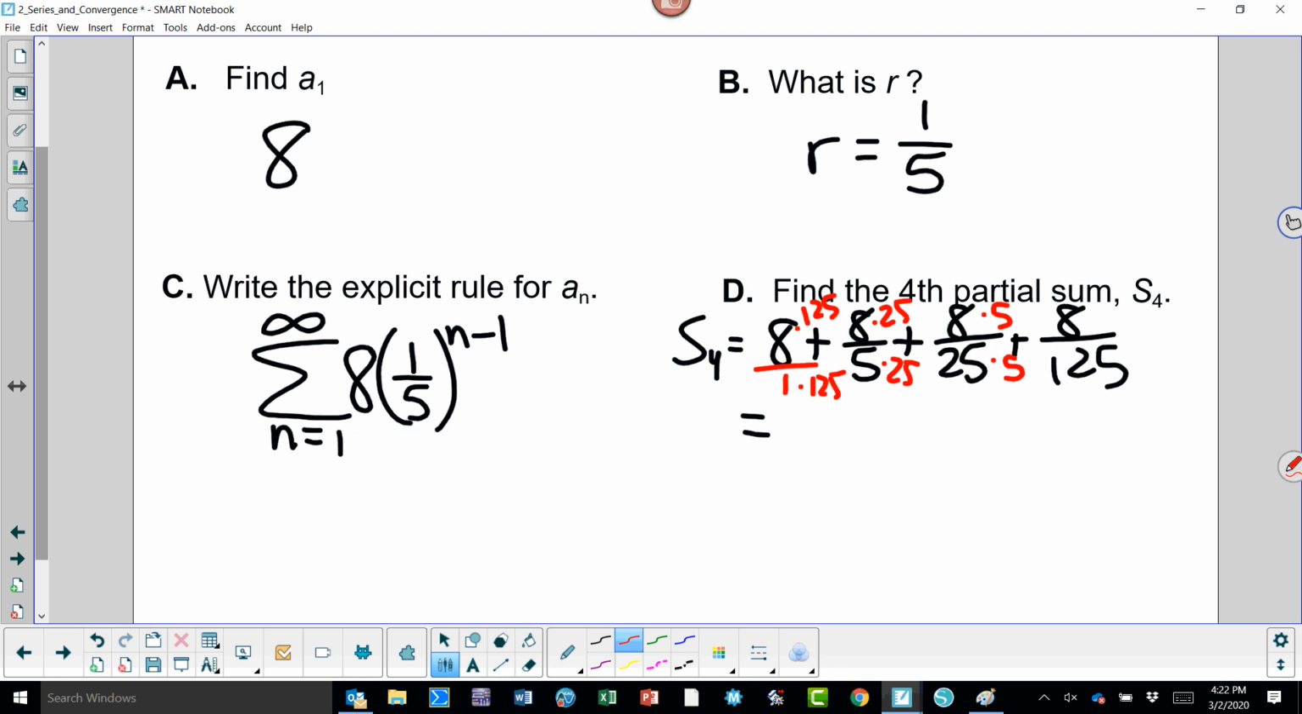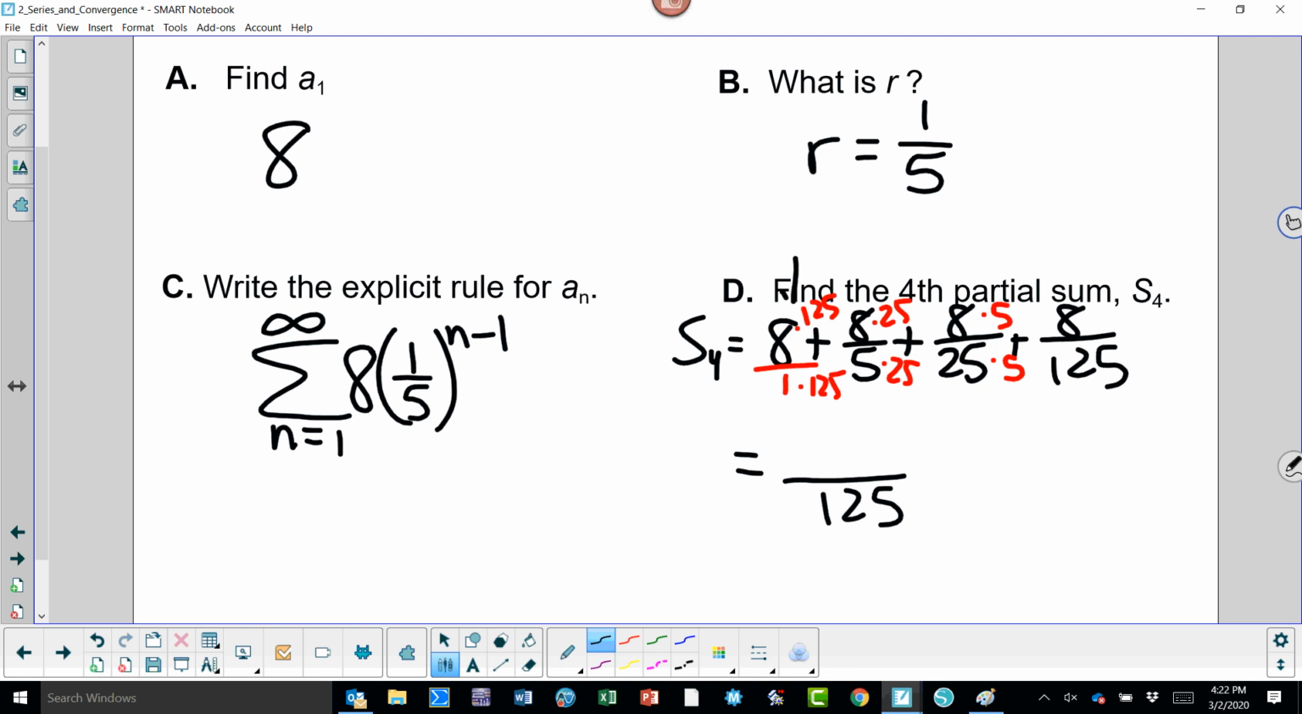Now this is not as hard as it might seem to do this arithmetic, but you're going to be loaded with arithmetic as we do series. So really, really important to get really good at it. You can see that we clearly made a common denominator of 125. So all we have to do is figure out what we have in the top.